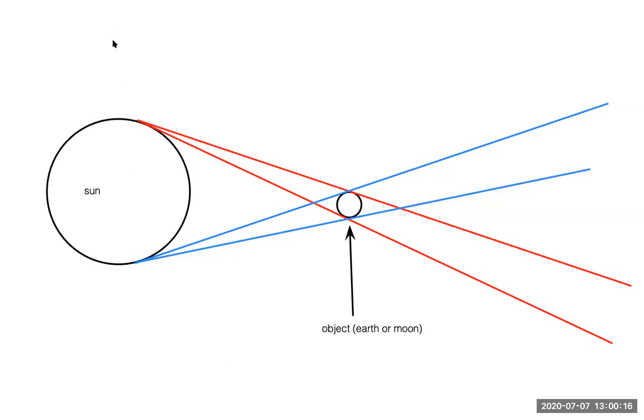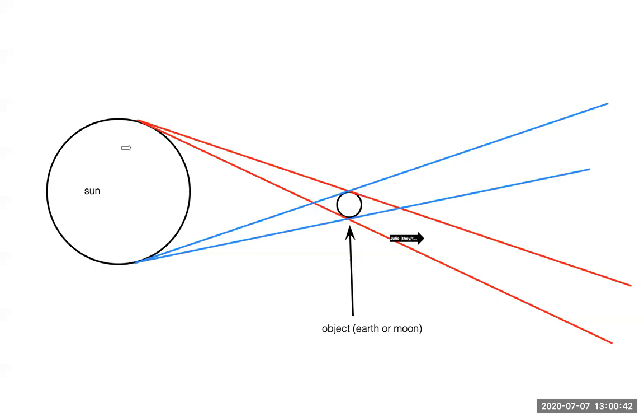And now let's take a look. If you were standing in this region over here, you would be able to see the top of the sun, but you would not be able to see the bottom of the sun. If you were in this region over here, you would be able to see the bottom of the sun, but not the top of the sun.